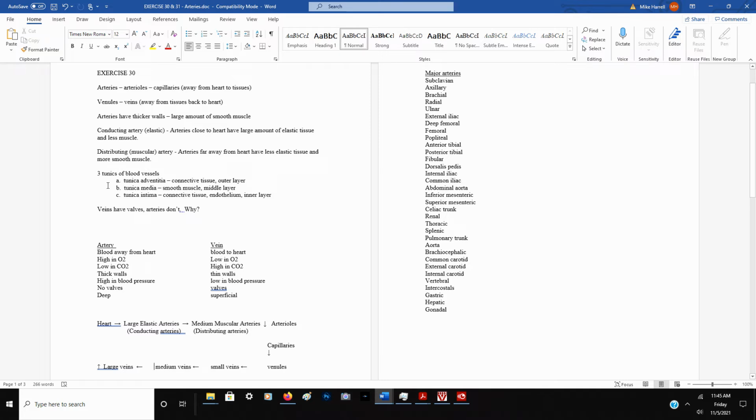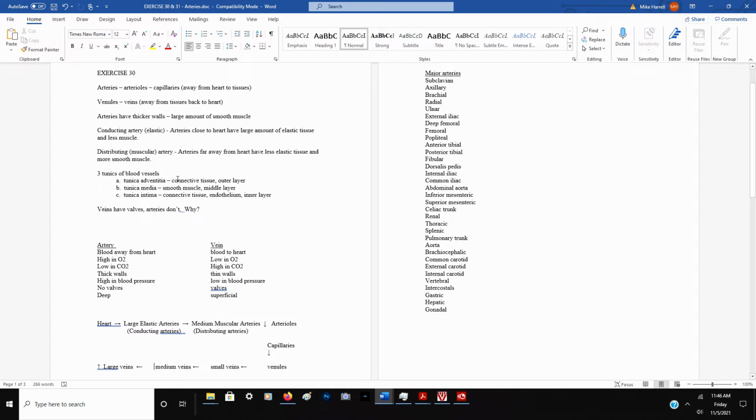But let's also look at these three tunics, these layers in the wall of a blood vessel. Now we've got pictures in the lab book. We're going to see all this stuff. It's just a little overview before we get to the book itself. So when you look at the layers, remember that's what tunic means. We've looked at layers of other things like the heart wall. Now we're looking at the layers in a blood vessel wall. So the very outer superficial layer is the tunica adventitia. Sometimes that's called the tunica externa because it's external on the outside.